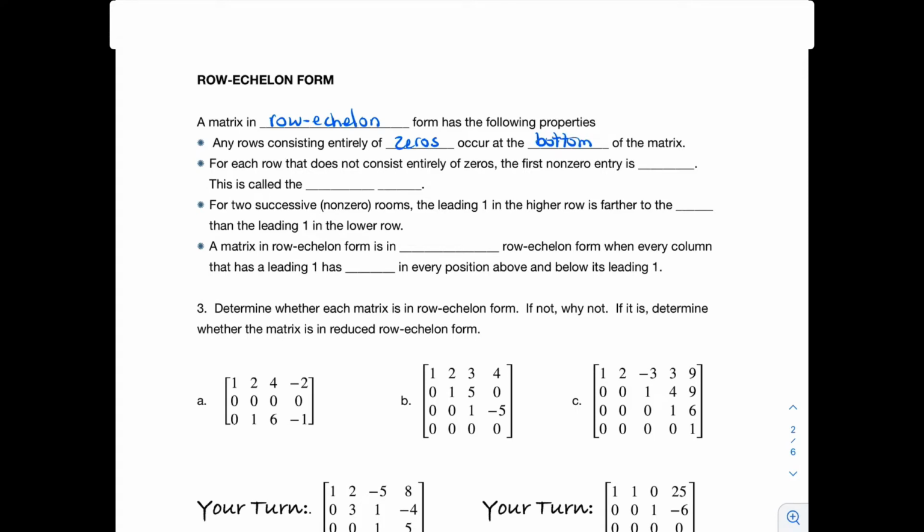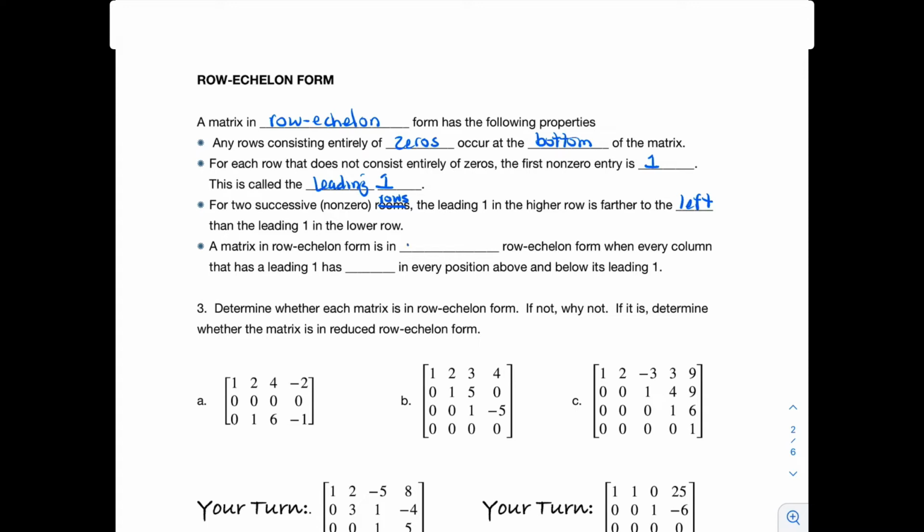For each row that does not consist entirely of zeros, the first non-zero entry is a 1. This is called the leading one. That's one of the steps in our system: get the leading ones first. For two consecutive non-zero rows, the leading one in the higher row is further to the left than the leading one in the lower row.